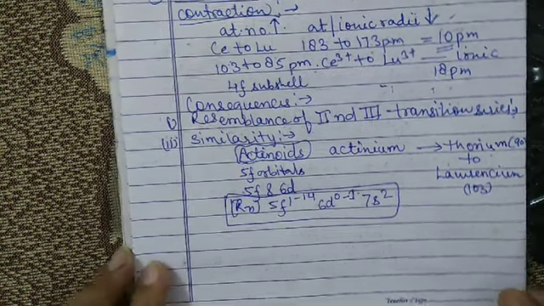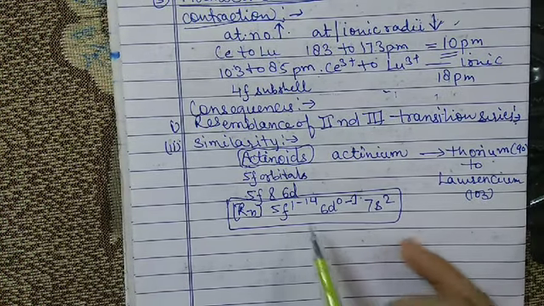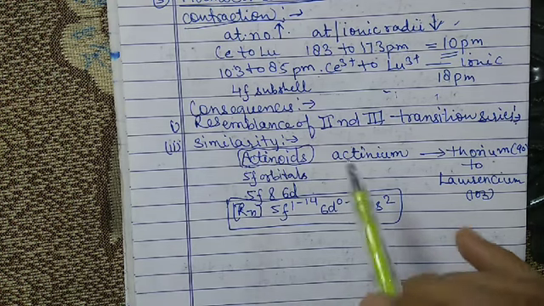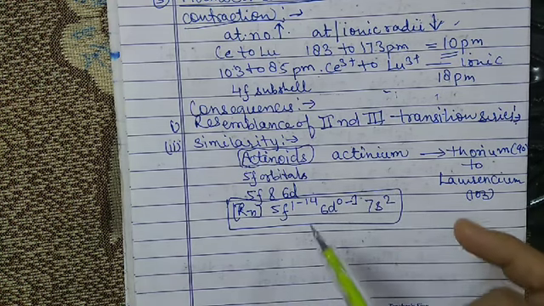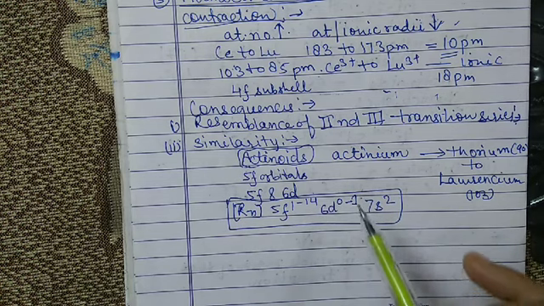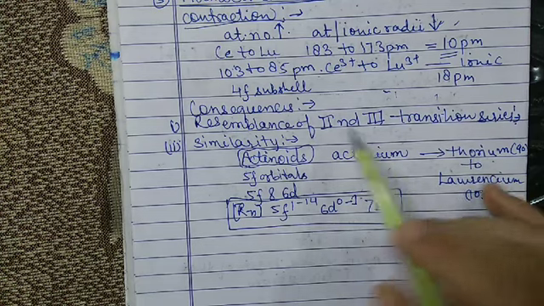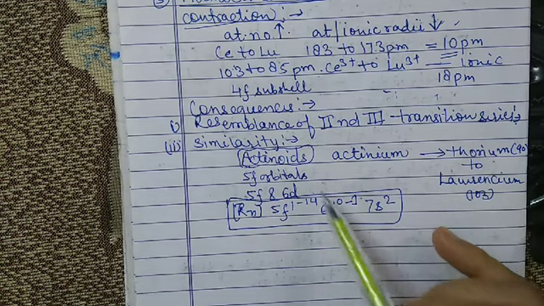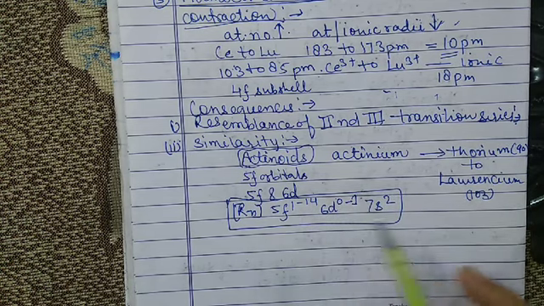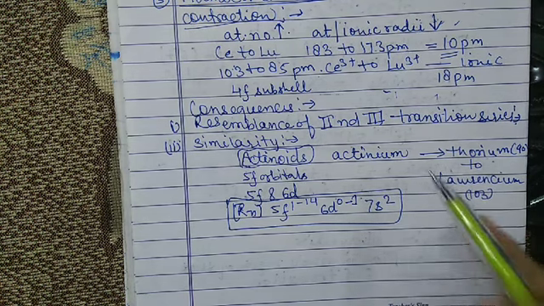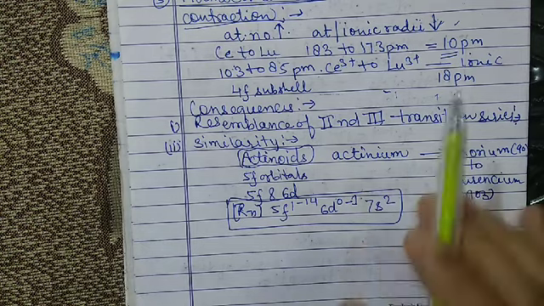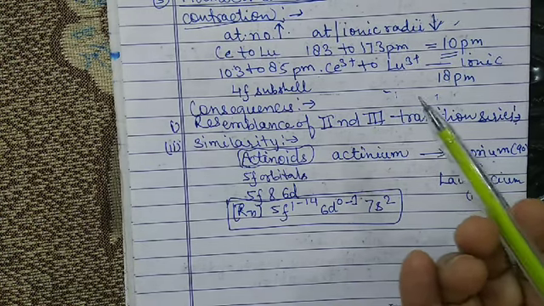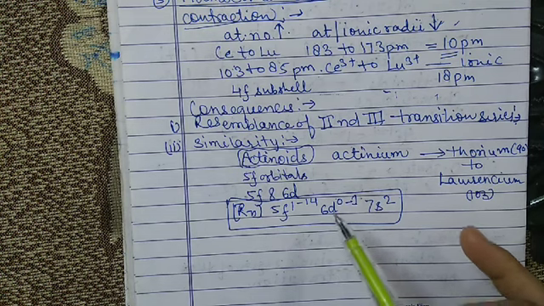This is the most suitable electronic configuration for the actinoid. If we are talking about the physical properties of the actinoid, the melting and boiling points of the actinoids are moderately high, but considerably lower than those of the transition elements, and there is no regular trend in the melting and boiling point values. The density of the actinoids first increases and then decreases.